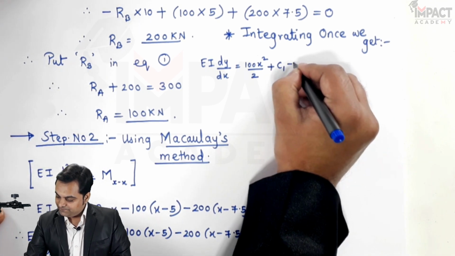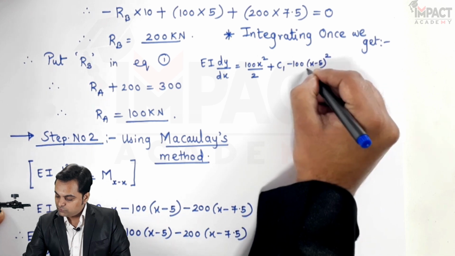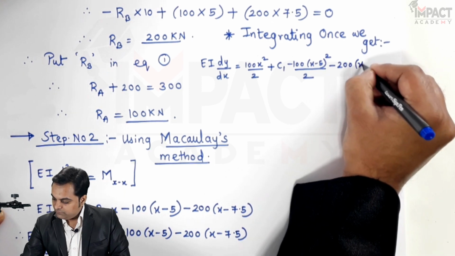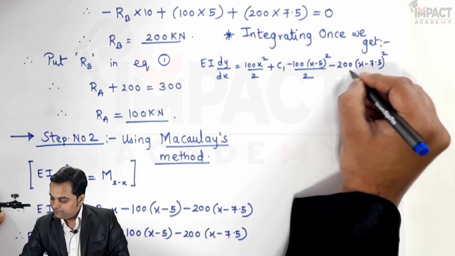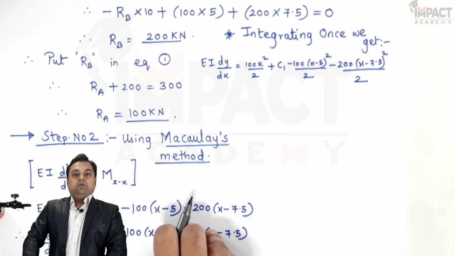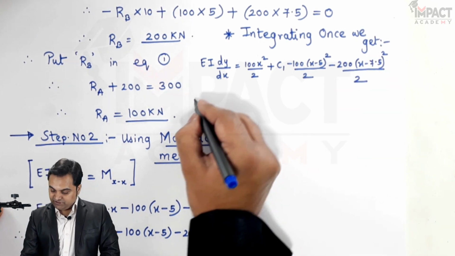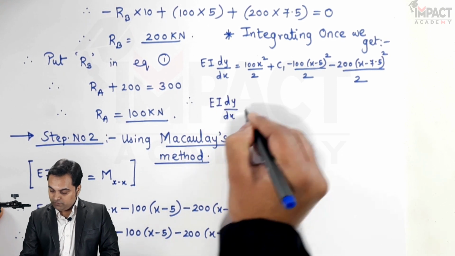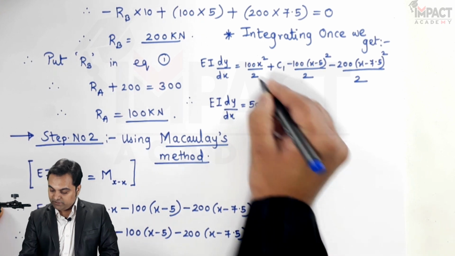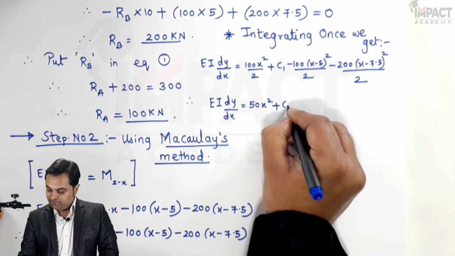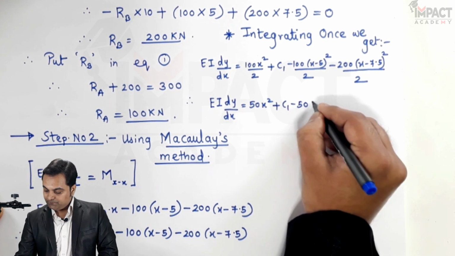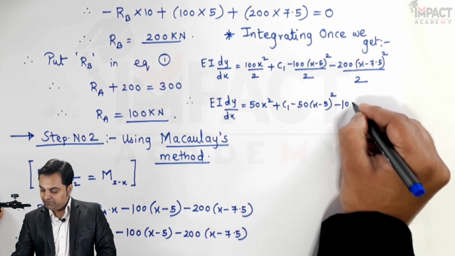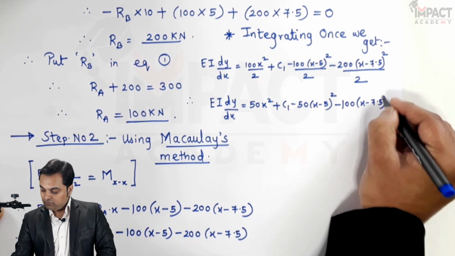Then here we have minus 100 x minus 5 whole square divided by 2, and here the integration would be minus 200 into x minus 7.5 whole square divided by 2. So this is the answer of the first integration, and therefore EI dy by dx will become, this would be 50 x square after the cancellation plus c1, minus 50 x minus 5 whole square, after cancellation minus 100 x minus 7.5 whole square.